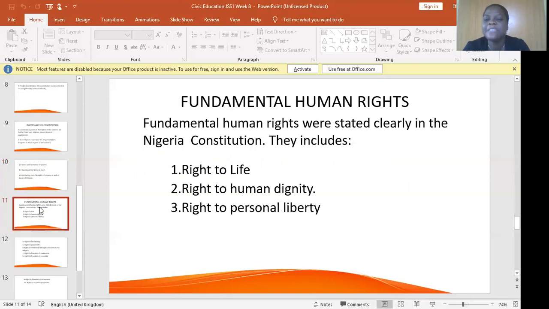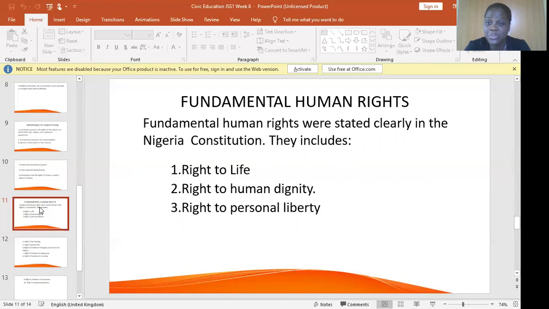Then, what are the fundamental human rights that we started talking about earlier? The fundamental human rights are well and explicitly stated in the Constitution, most especially our own Nigerian Constitution. These rights include right to life, right to human dignity, right to personal liberty. Before I go to other types of rights, right to life means that nobody is allowed to kill any other person.